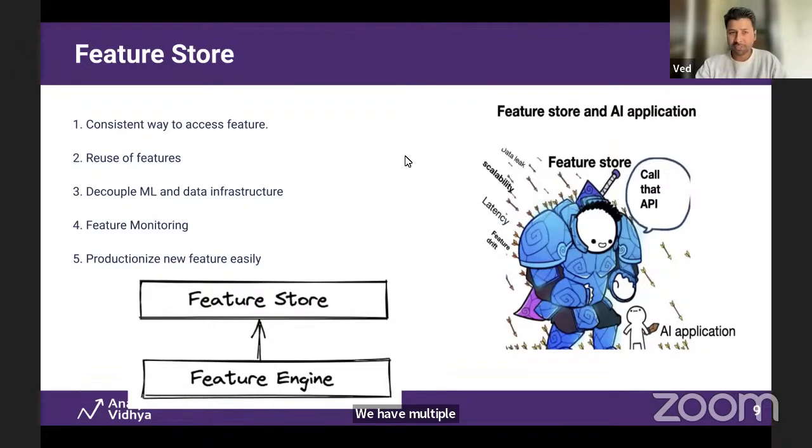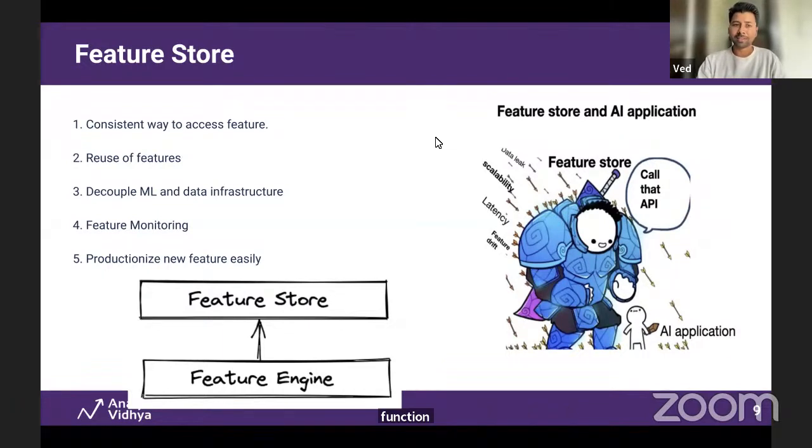So one is a consistent way to access features. We just talked about, right, when we created training and serving skew, there were two different ways to access the same feature. In the training, we had a training pipeline. In the serving layer, we had the same transformation rewritten. So when you use a feature store, you don't have to write your feature transformation functions two times.